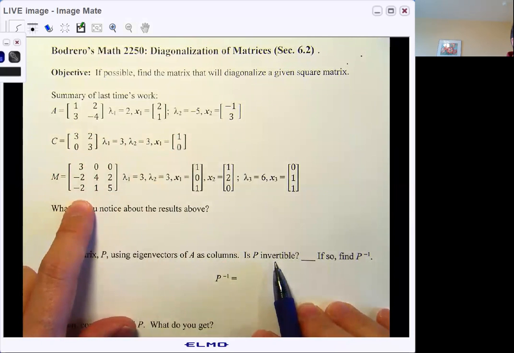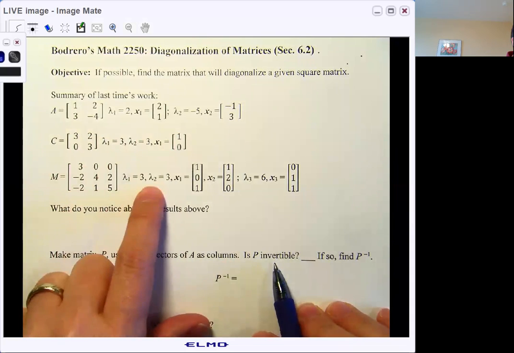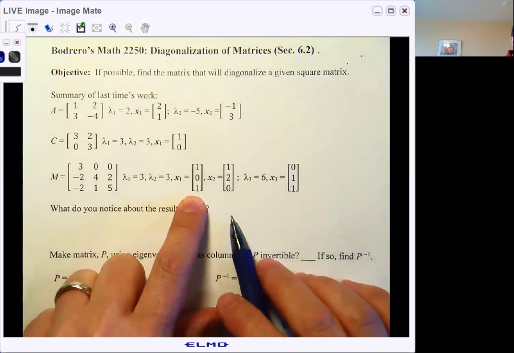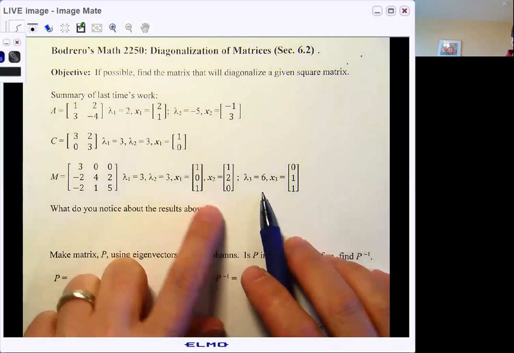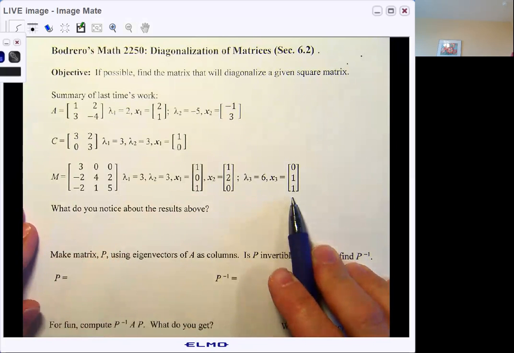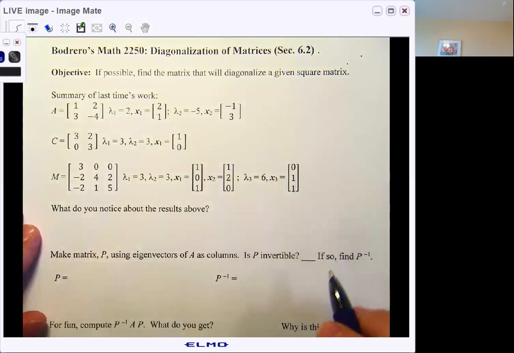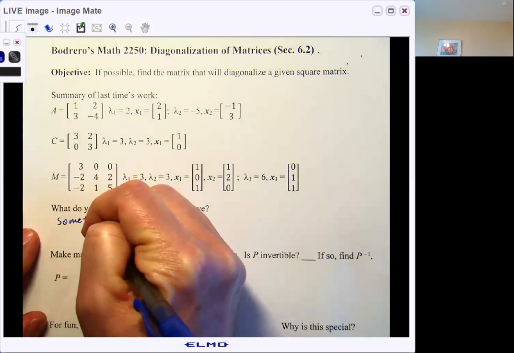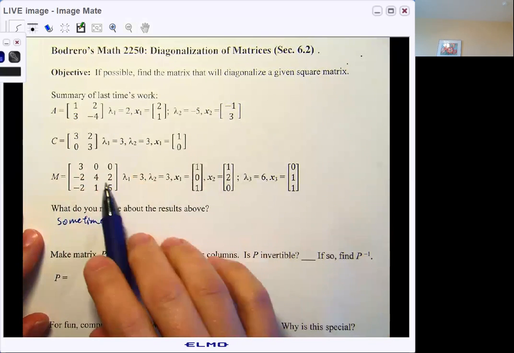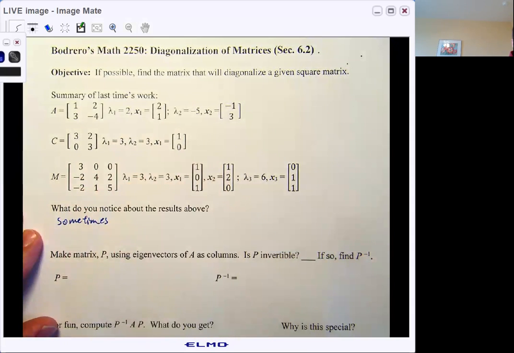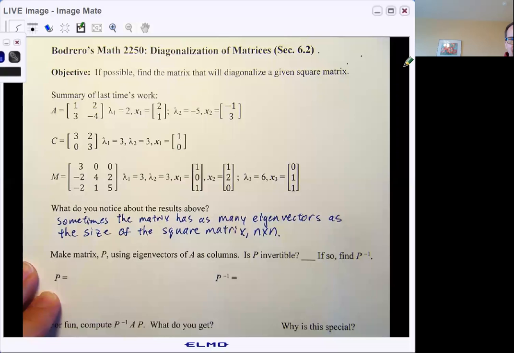Matrix M, 3, 0, 0, -2, 4, 2, -2, 1, 5, had two eigenvalues that were 3 and two corresponding eigenvectors of 1, 0, 1 and 1, 2, 0, and a third eigenvalue of 6 with its corresponding eigenvector of 0, 1, 1. So what do we notice about the results above? Sometimes our matrix has as many eigenvectors as its size, but other times it doesn't. Let's write that down. I'll pause the video here for a second to do that.